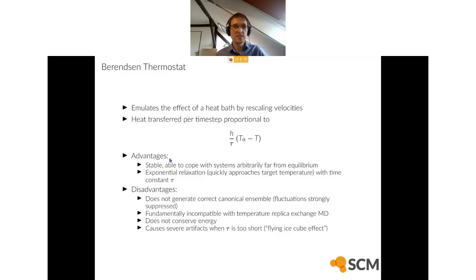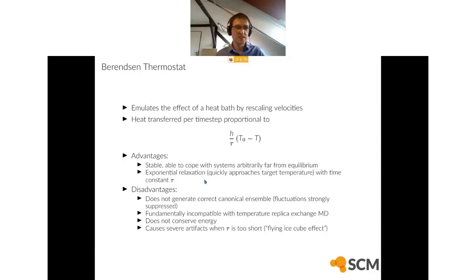The advantages of the Berendsen thermostat are that it is perfectly stable, that there's nothing that can break in this formula. It will always be able to cope with systems arbitrarily far from equilibrium. So no matter what happens in your system, no matter how much energy will get liberated by some process, the Berendsen thermostat will be able to drain it away. And it also has a nice property that this formula gives this exponential relaxation. So it fairly quickly approaches the target temperature. There's an exponential decay towards the target temperature, and the time constant of this exponential decay is this tau parameter down here.